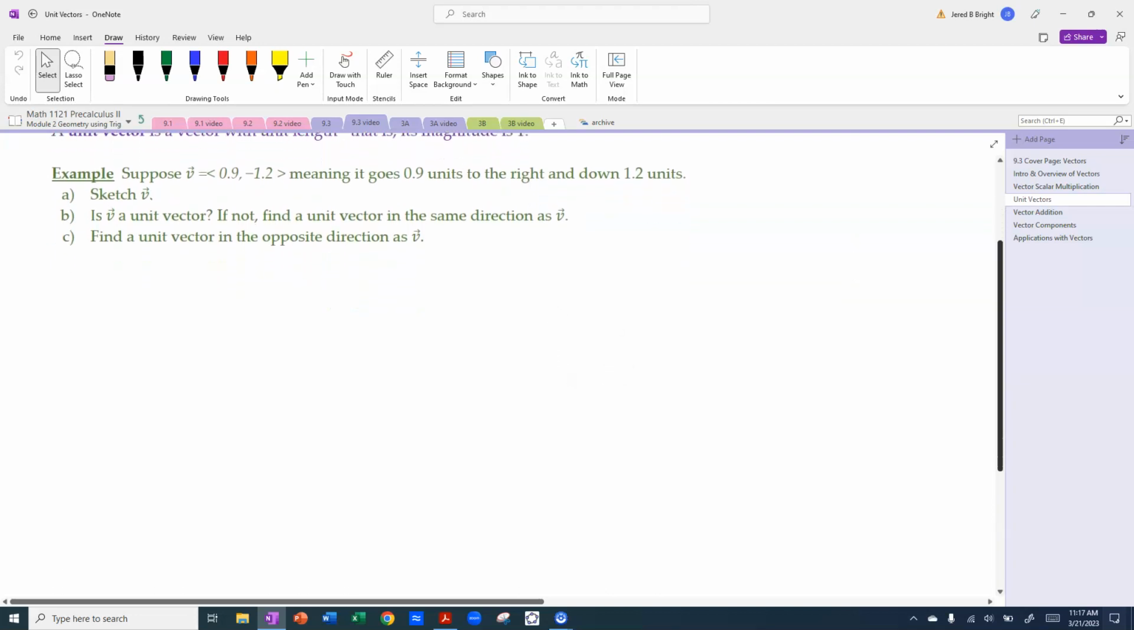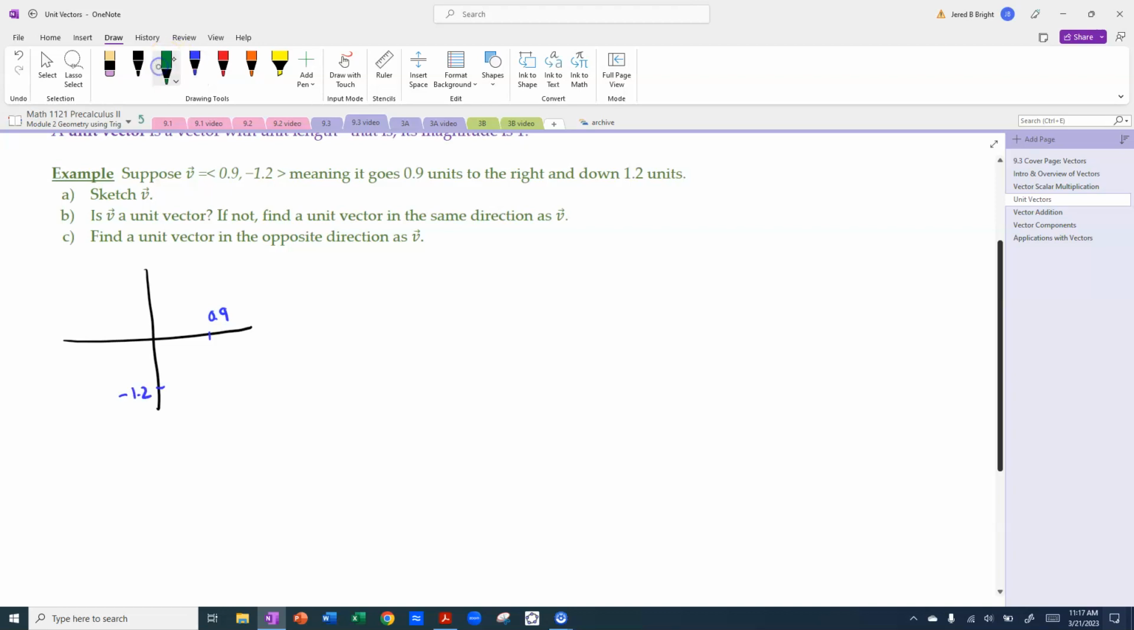So we have v, and we will see this representation of a vector in upcoming classes, but this is saying that we go 0.9 units to the right and down 1.2 units. So if I make a little sketch, which is part A, here's 0.9 units, and then I go down negative 1.2 units. Then my vector would go over and down, so its terminal point would be right there if we imagined it starting at the origin. And here would be the vector v.